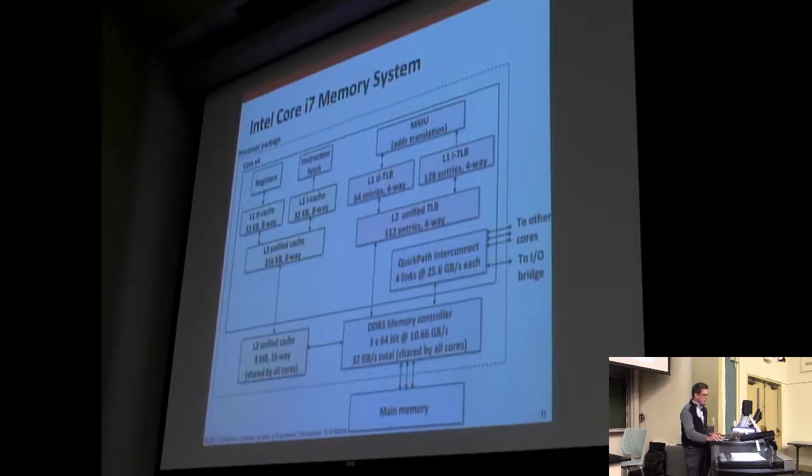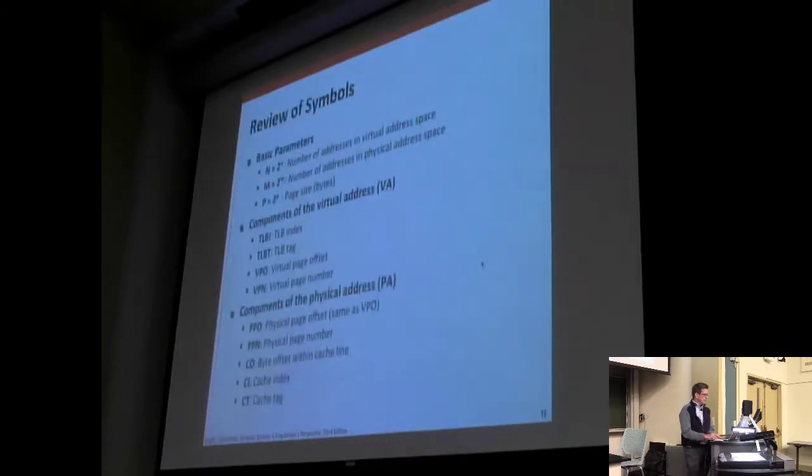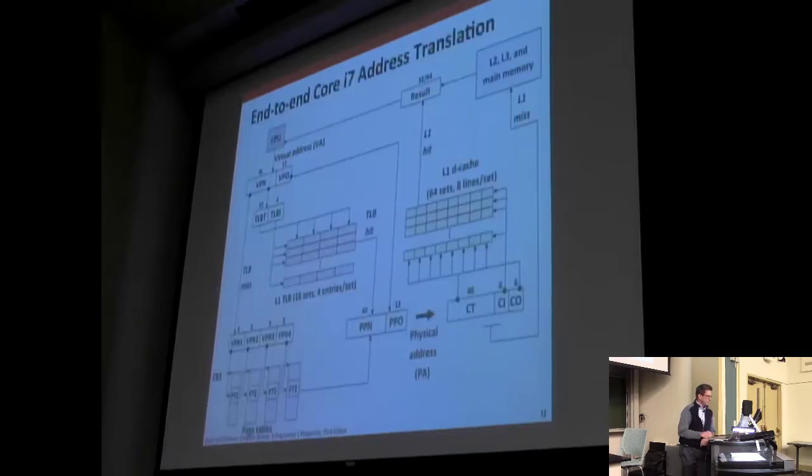Now there's a memory controller which fetches data from memory, and then there's links to other cores and to the I/O bridge. Now end to end, it's really interesting to see how this all fits together. So let's look at it. The CPU generates a virtual address. In Intel systems, the virtual addresses are 48 bits. We have 4K size blocks, so 12 offset bits, and then 36 VPN bits.